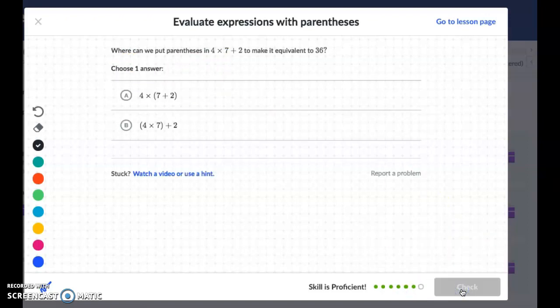Where can we put the parentheses in 4 times 7 plus 2 to make it equivalent to 36? Again, parentheses first. 7 plus 2 is 9, and then 4 times 9 would be 36. Again, just double checking that B does not work. 4 times 7 would be 28, and then adding that 2 would give you 30.